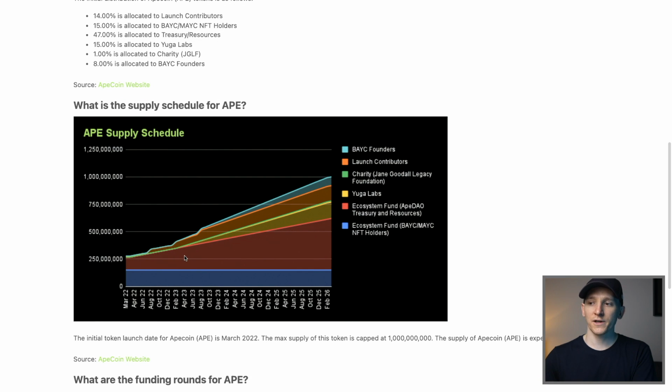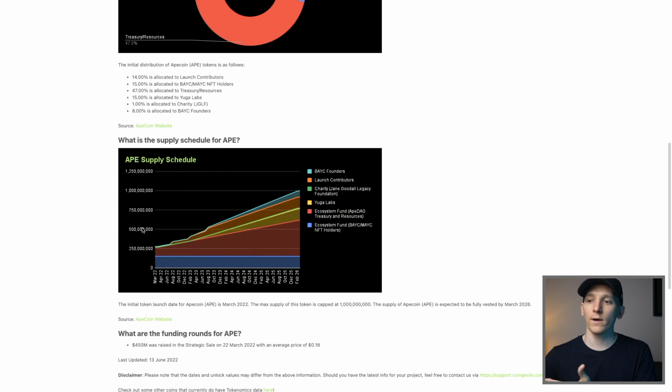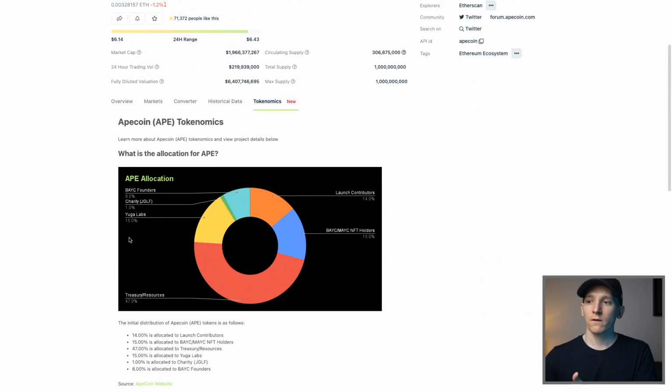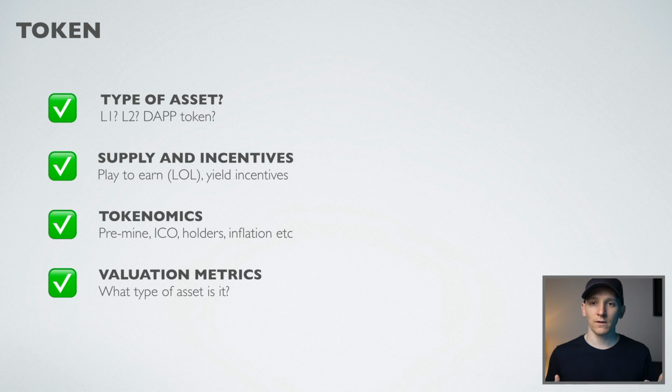There's quite a high inflation over time as well, which isn't great, which means you're going to have loads of new coins coming onto the market, unlocking, getting sold to pay for the investment of the ApeCoin games and ecosystem. So what you need to do now, looking at the type of token, is to differentiate these, because different types of tokens will have different types of supply and incentives.